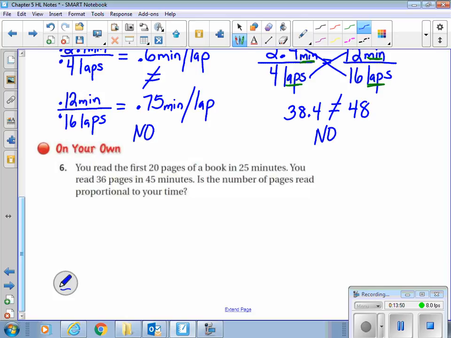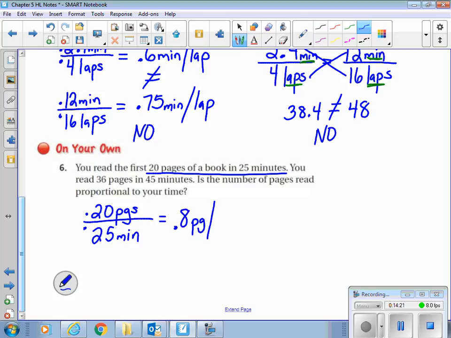You read the first 20 pages of a book in 25 minutes. You read 36 pages in 45 minutes. Is the number of pages read proportional to your time? So pages to time, I've got 20 pages in 25 minutes. I'm going to make that into a unit rate. I'll do that by dividing. 20 divided by 25 is equal to 8/10 pages per minute.